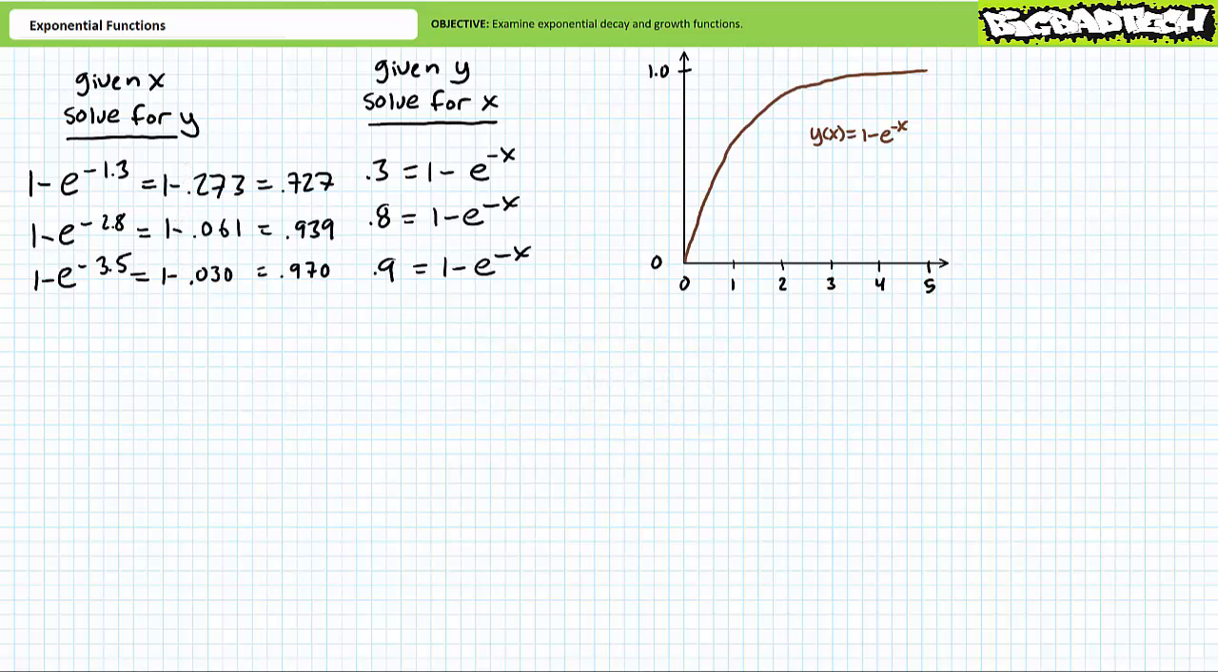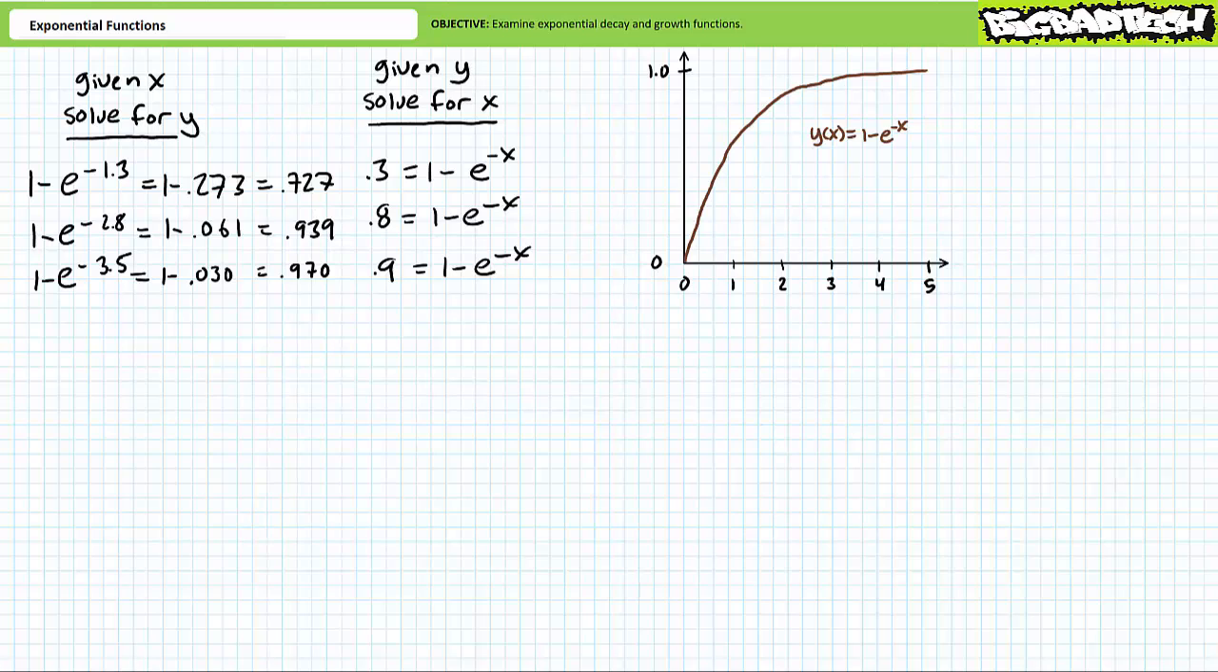For the first set on the left, at x equals 1.3, 1 minus e to the negative x equals approximately 0.727. At x equals 2.8, 1 minus e to the negative x equals approximately 0.939. Finally, at x equals 3.5, 1 minus e to the negative x equals roughly 0.970. Notice at x equals 2.8, the function has already grown to roughly 0.94, and at x equals 3.5, we're at roughly 0.97. This is to be expected.